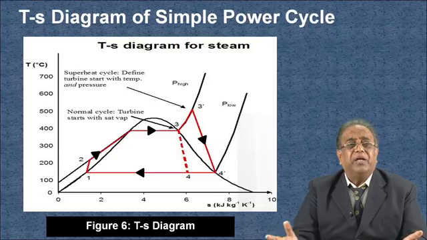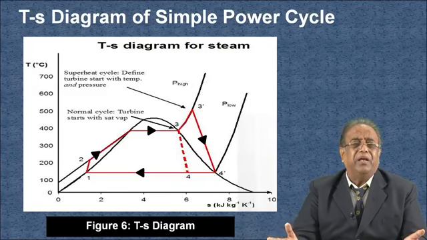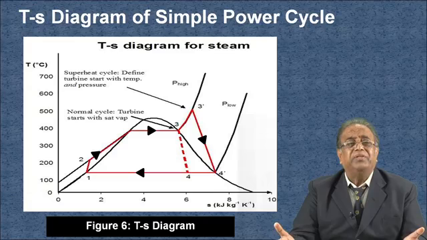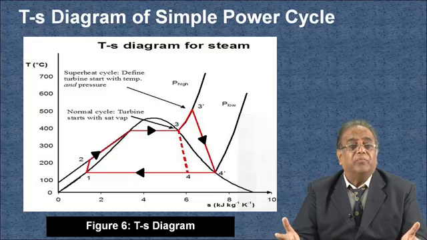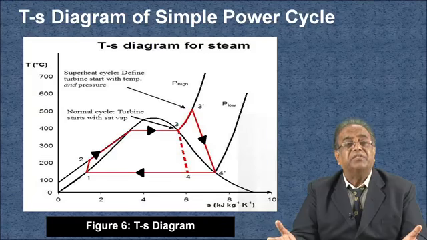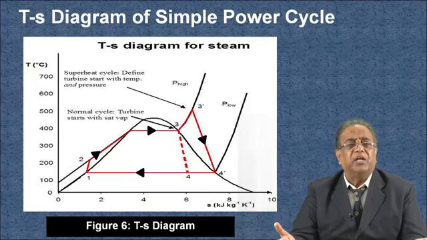Now, this is another TS diagram of a simple power cycle. Again, you see that point 3 is the entry point of the turbine. That is a normal cycle: the turbine starts with saturated vapor. It is not a superheated vapor, but since it touches the dome at point 3, it is the saturated vapor. So, if you consider the normal cycle, the cyclic process will be 1, 2, 3, 4 and 1, which is shown in the figure, and an arrow is given for the cyclic process.